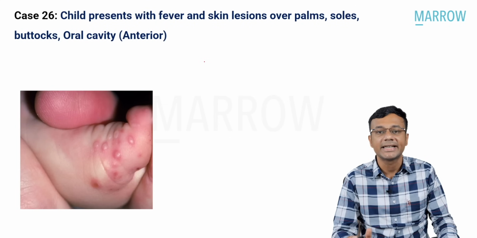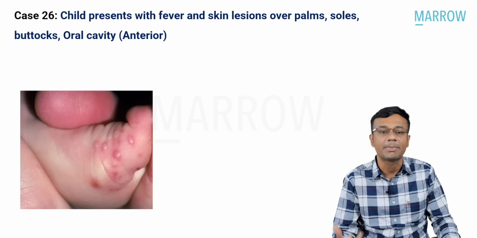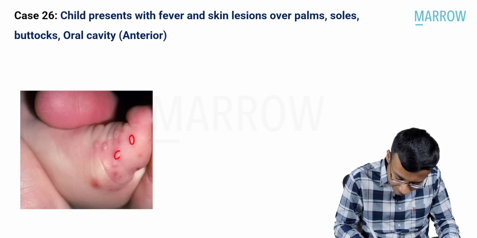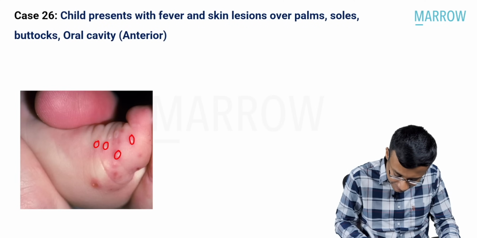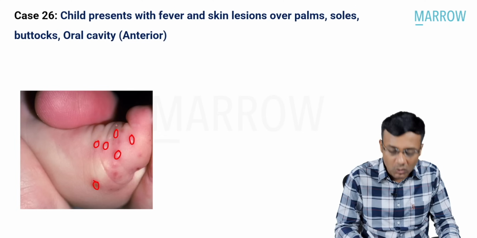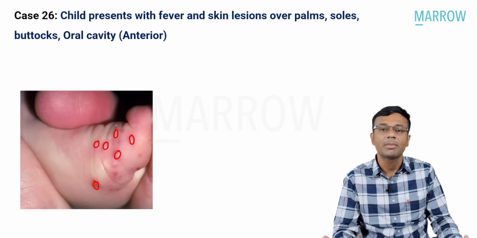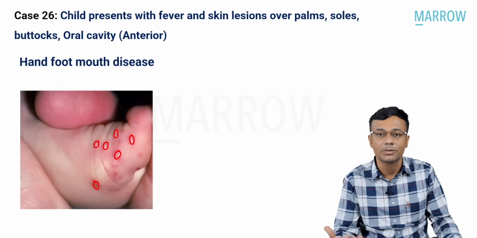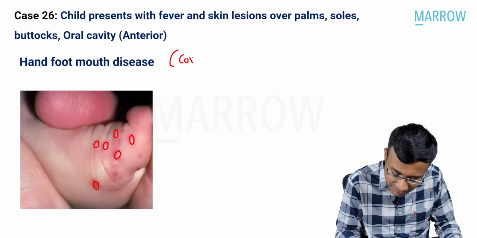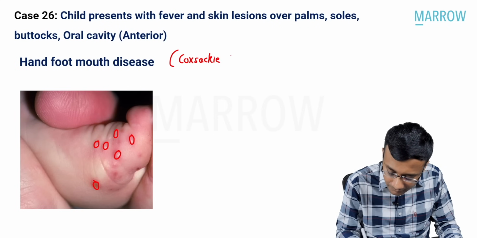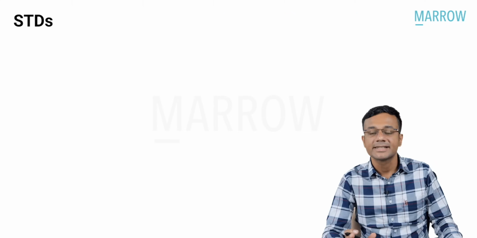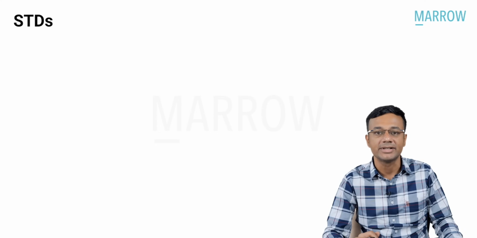Next is the case of a child who presents with fever with skin lesions of the palm, soles, buttocks and oral cavity. You can see these oval elliptical vesicles with an erythematous halo around them. When you have these oval vesicles distributed predominantly over the palm, soles, buttocks and oral cavity, the correct answer is going to be hand, foot, mouth disease, which is produced by Coxsackie A16 and enterovirus number 71.